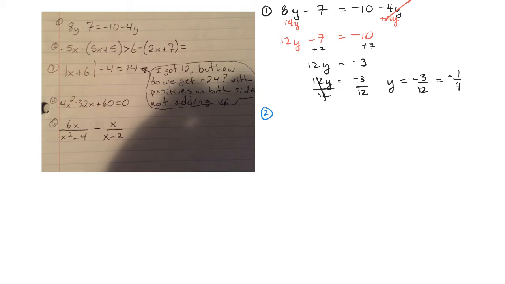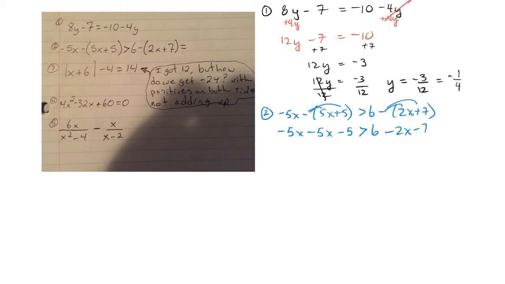I'm just going to write it over. Minus 5x minus 5x plus 5 greater than 6 minus 2x plus 7. A negative out front of a bracket, you have to be careful with that. So it's minus 5x. The minus applies to both things, so it's a minus 5x here and a minus 5. Greater than 6, and that'll be a minus 2x and a minus 7.